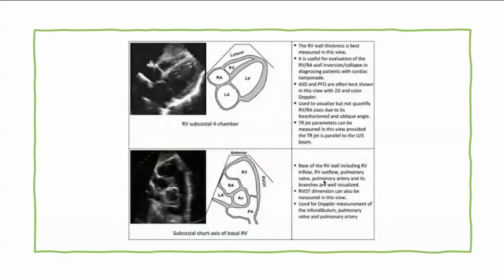And then lastly, our subcostal views. Our subcostal views are not really good for doing any measurements from the right-sided standpoint, but we can get a good view of the lateral wall of the RV up at the top of our image. This is helpful for looking at inversion of the RV or RA during things like cardiac tamponade if there are large pericardial effusions. And you can also do a short axis from the subcostal view where you can sometimes get some dimensions of the RVOT as well.